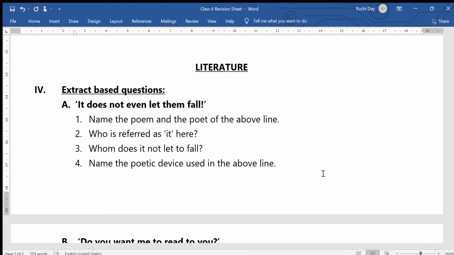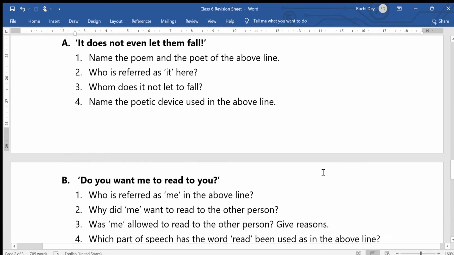Name the poetic device used in the above line. Now, let's look for any one specific kind of poetic device that we can find. It does not even let them fall. We do not have any alliteration, no simile. Okay, we can take it as imagery, we can imagine it, and of course, the earth being given a human quality, personification. So, both imagery and personification will be correct for this one.